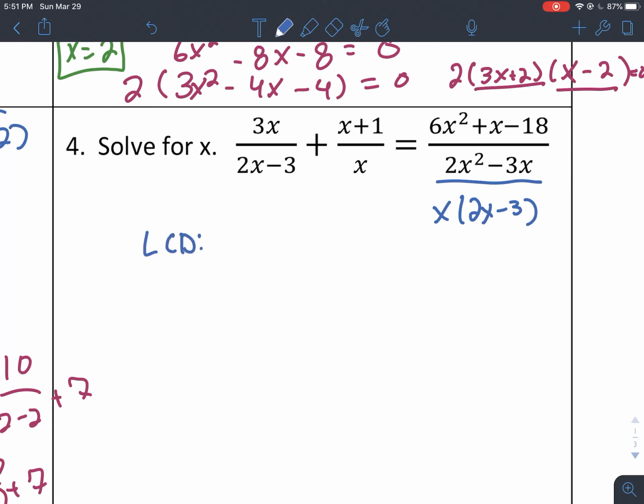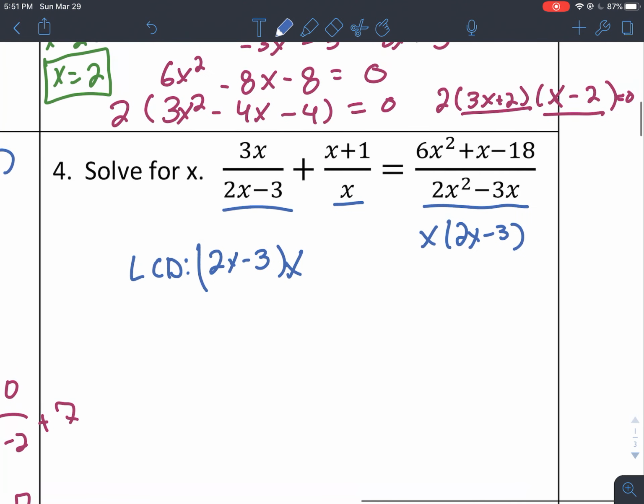Least common denominator then becomes 2x minus 3 from the first one, multiplied by x from the second one, and then the last one is x times 2x minus 3, which we already have. So we don't need to double down. So then we're just going to take this, we're going to multiply it by all of these things. So 2x minus 3 times x, 2x minus 3 times x, 2x minus 3 times x. Cancel, cancel, cancel, cancel.